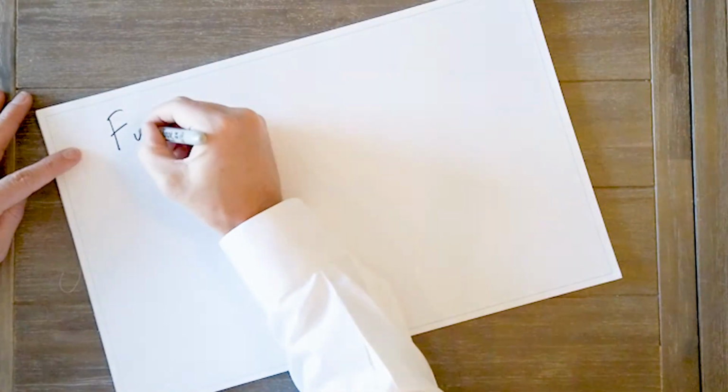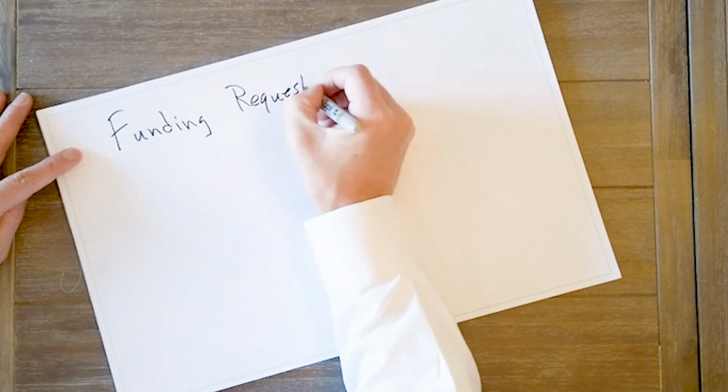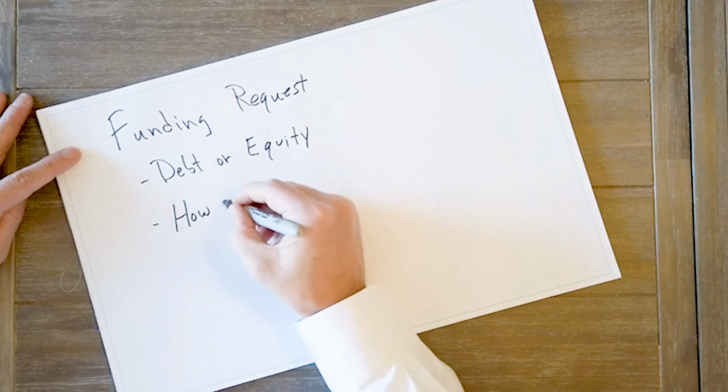Obviously, this next section is not applicable if you don't plan on borrowing money or getting investors, but it's the funding request. So do you plan on borrowing money, which is debt, or giving up equity in your company for chunks of cash from third parties? Also, how much money or what are you requesting? Is it $100,000 or $500,000 or $1 million?